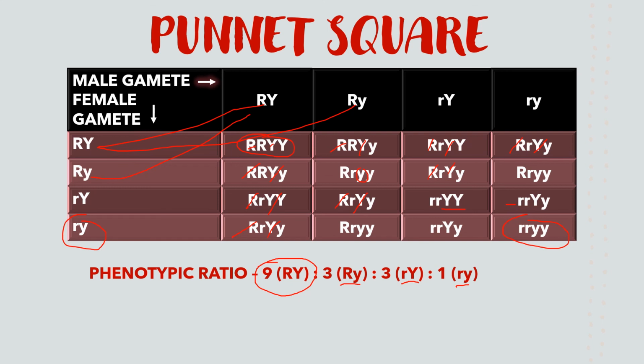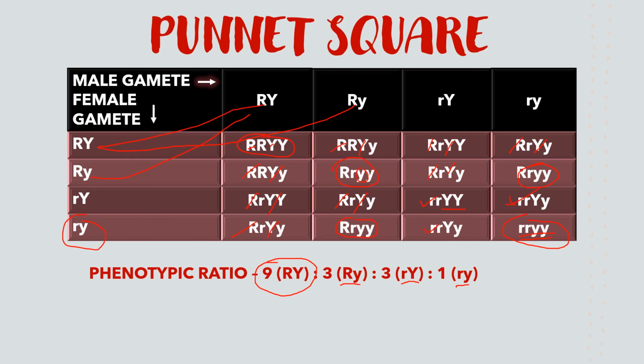Now let us see for this one. Round and green, this one here. Round and green, 1. Not here. Round and green, 2. And round and green, 3. Now we have wrinkled and yellow. Wrinkled and yellow, 1 here, 2 here, and 3 here. And finally, the one which is totally green and wrinkled, only 1.